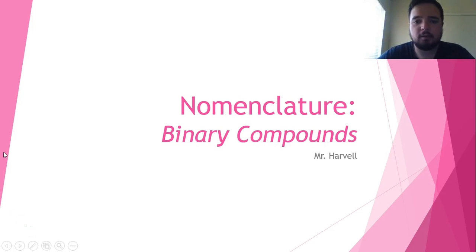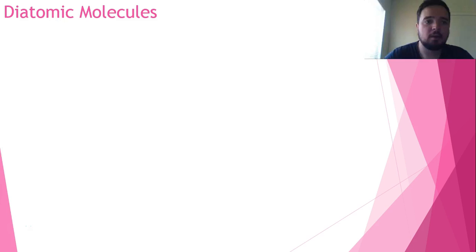Hello, so today we're going to continue into the bonding unit and we're going to start talking about nomenclature, which pretty much just means the art of naming. And today we're going to focus on what's called binary compounds. So the first type of binary compound that we want to address is what's called diatomic molecules.